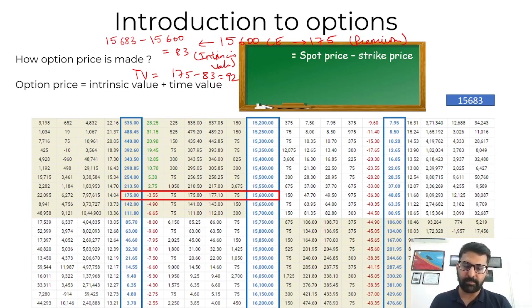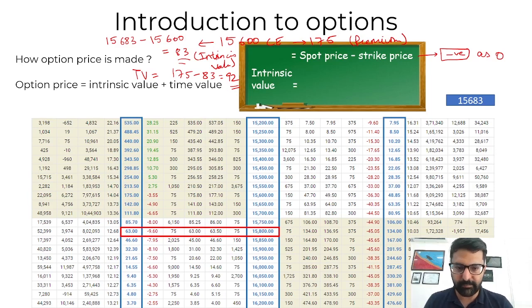So we can break the option price into two parts. If in case we calculate spot price minus strike price and it comes out to be negative, then the intrinsic value cannot be negative. We'll have to take it as 0. It cannot be negative. Okay. So in this particular case, the 15,600 call has a total premium of 175. Out of that 175, 83 is the intrinsic value, 92 is the time value.